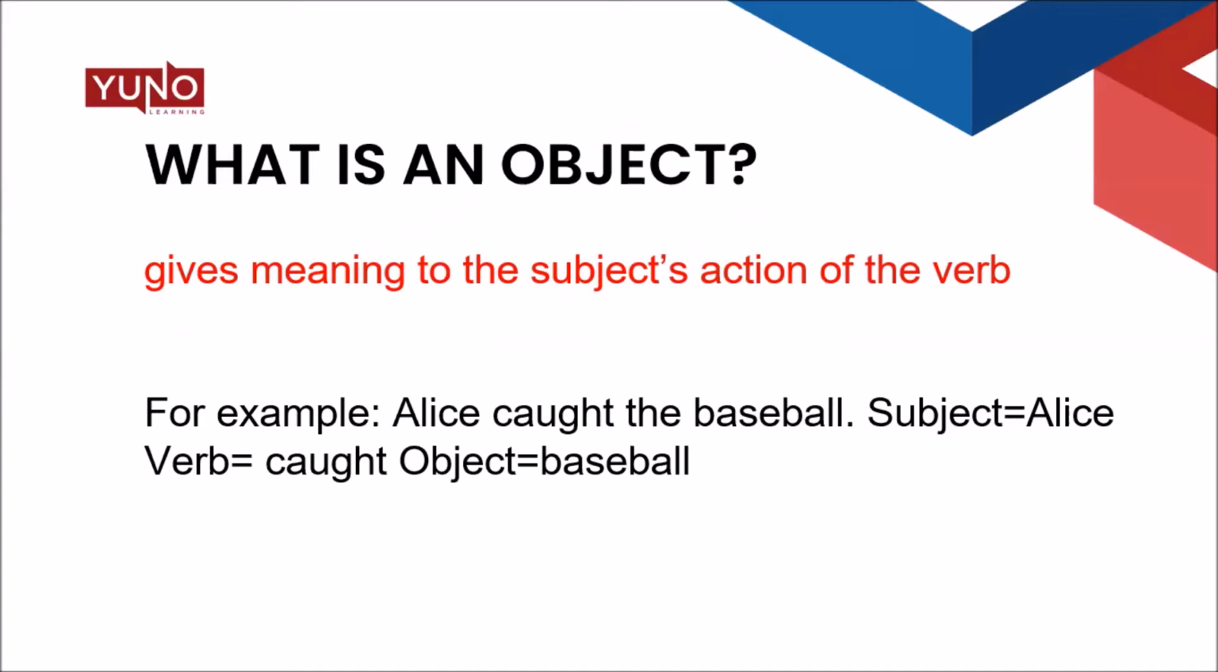Let's take up this example. Alice caught the baseball. What is the subject in this sentence? Alice, because here we are talking about Alice. The verb, which is caught, the doing word. And last, what is the object? The baseball.